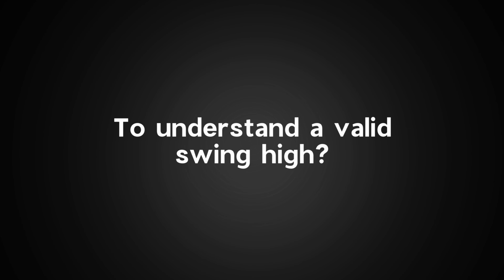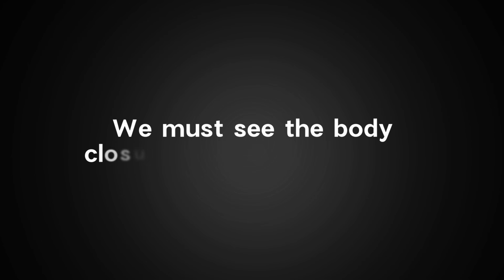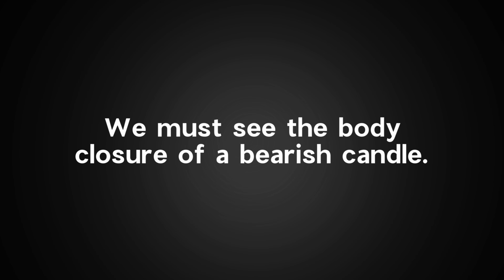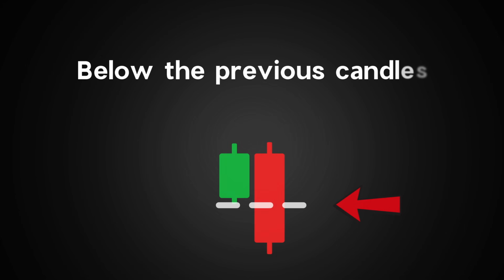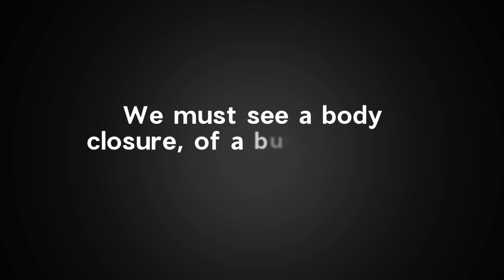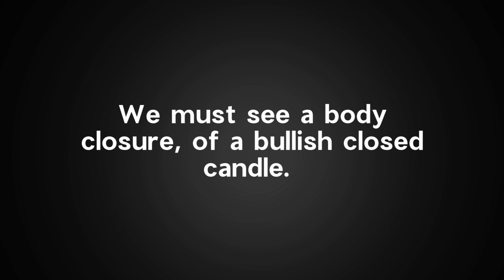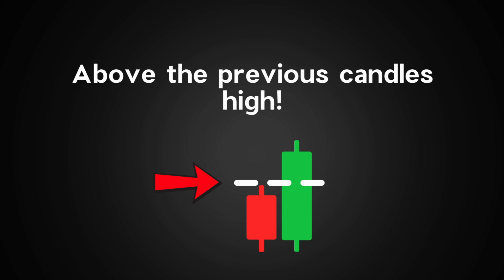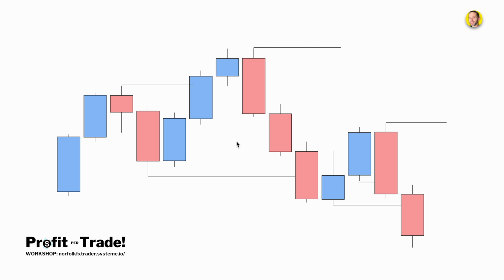To understand a valid swing high, we must see the body closure of a bearish candle below the previous candle's low. And to find a valid swing low, we must see a body closure of a bullish candle above the previous candle's high. So now you have a good understanding of the basics of this technique with the candlesticks.